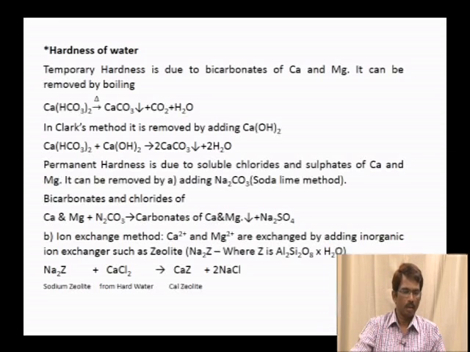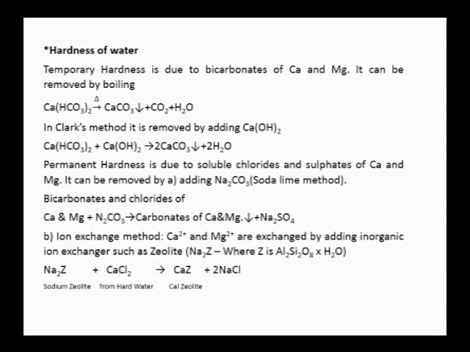Coming to hardness of water. Temporary hardness of water is due to the bicarbonates of calcium and magnesium, and it can be removed by heating hard water. When you boil hard water, the soluble bicarbonates are converted into insoluble carbonates, and hence the precipitate of calcium carbonate can be filtered off to get soft water. In Clark's method, the temporary hardness can be removed by adding calcium hydroxide. The calcium hydroxide reacts with calcium bicarbonate and converts it into a precipitate of calcium carbonate, which can be filtered off.